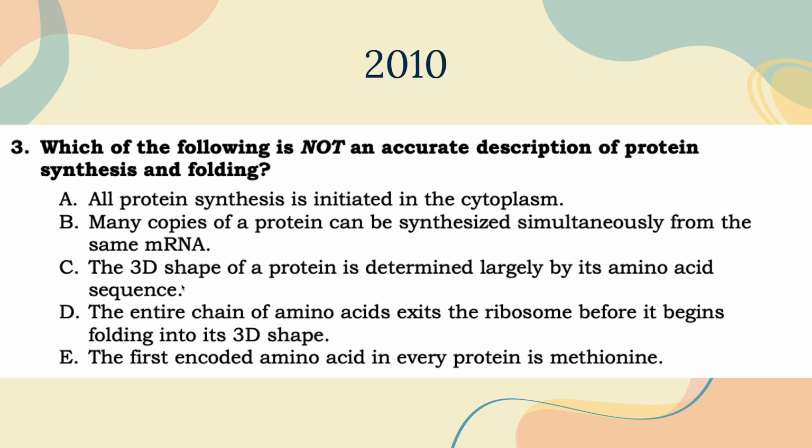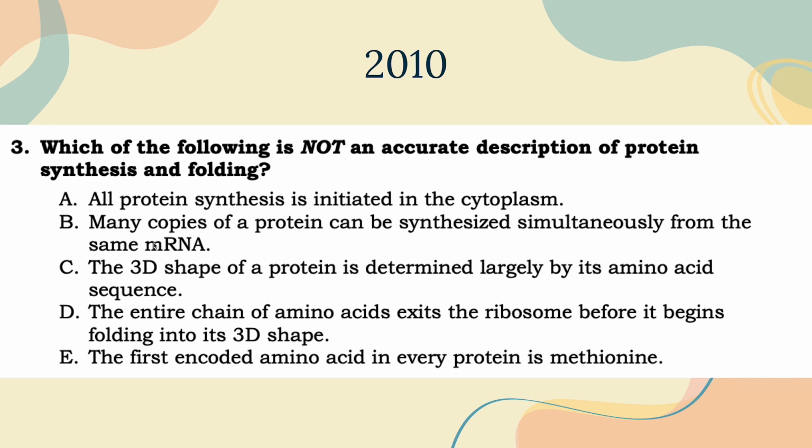And C was that the 3D shape of a protein is largely determined by its amino acid sequence. That's true because whether the amino acids are hydrophobic, whether they're polar, if they're acidic or charged or anything, that determines how they're going to interact with each other. So a lot of what the protein's shaped like is based on how close the amino acids want to get with each other. And if we look at A, all protein synthesis is initiated in the cytoplasm. That's true. B, many copies of a protein can be synthesized simultaneously from the same RNA. That's true as well.